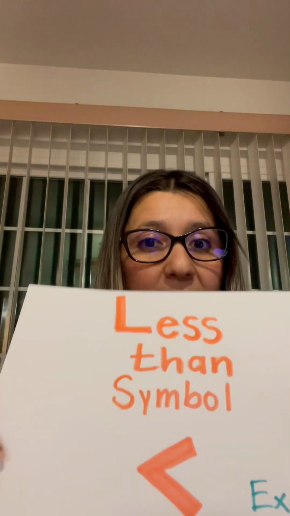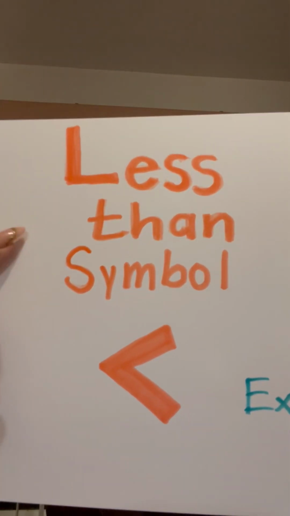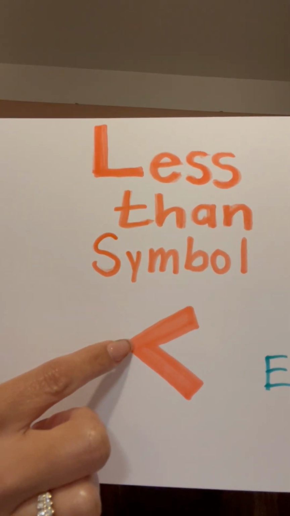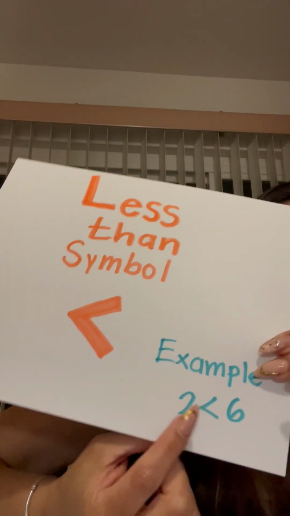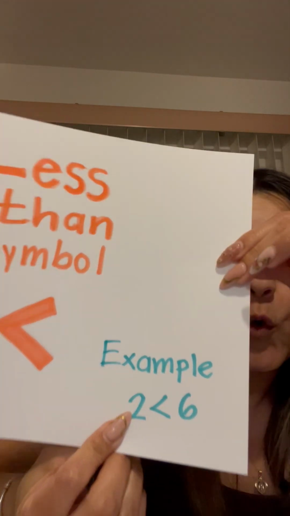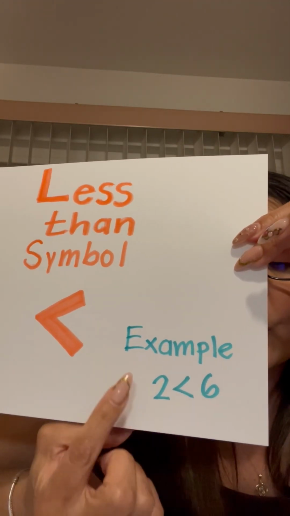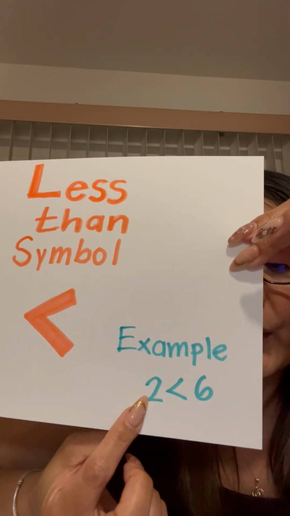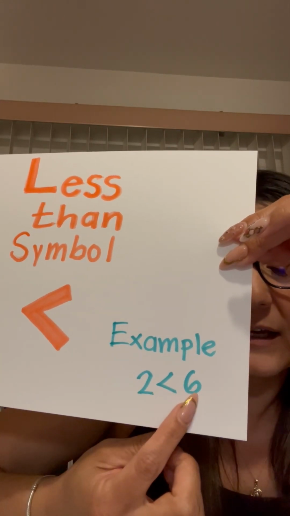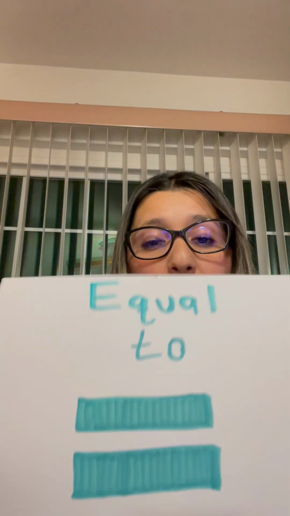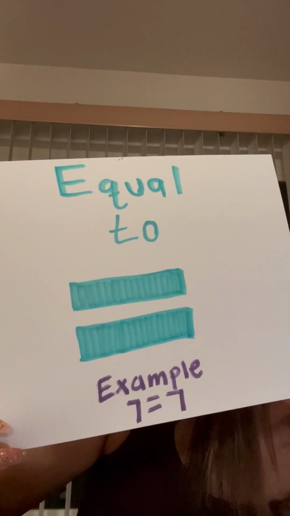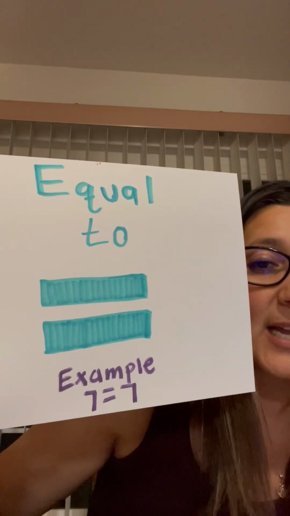Now we have another symbol that I need you to learn. In the less than symbol, the pointing part is always going to be facing the smaller number rather than the bigger number. An example that we have over here is that 2 is less than 6. Now we have the equal to symbol as well. There are those two little lines in there, and an example of this is 7 is equal to 7, because they're basically the same thing.